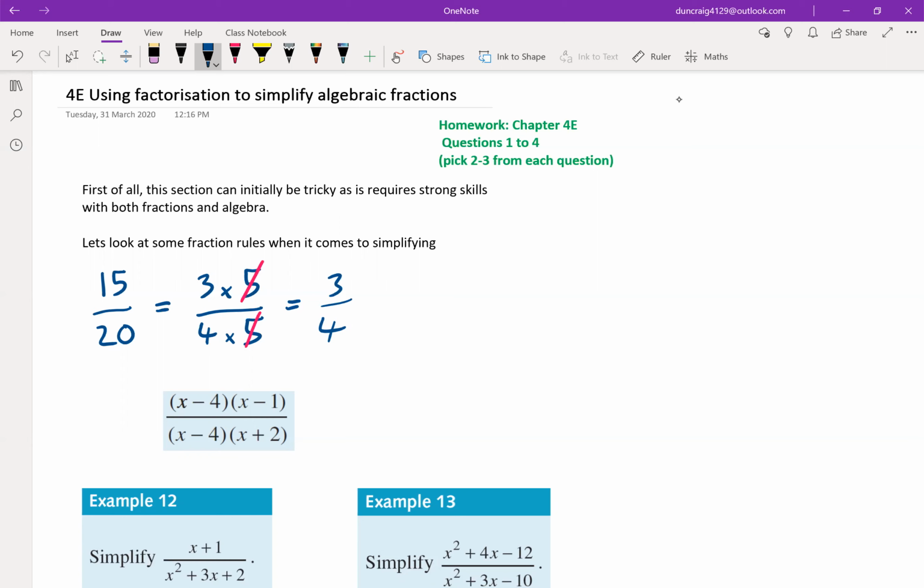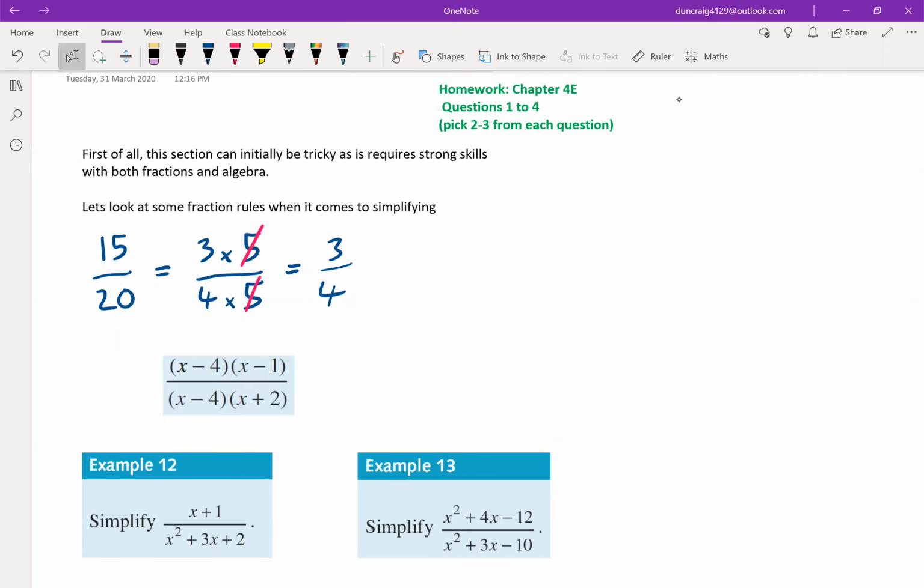In this next example below, I've got two binomial products, x take 4, x take 1 over x take 4, x plus 2. In much the same way as the previous example, x take 4 is a factor, x take 4 here is a factor. So I can cancel out those ones. And what am I left with? I'm left with x take 1 over x plus 2. So we can simplify an algebraic fraction down like that.